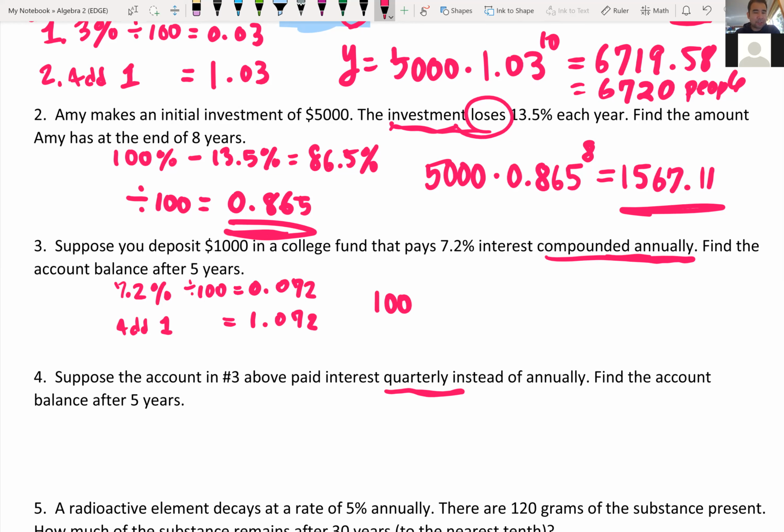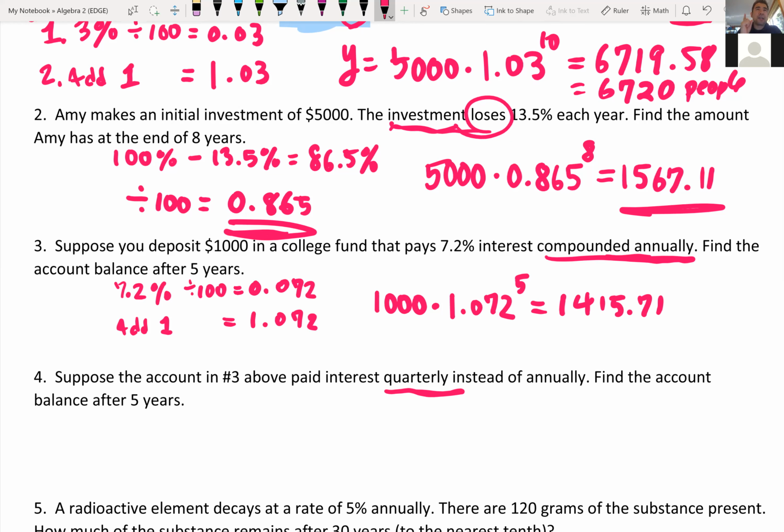So it would be 1,000 times 1.072 to the 5th power, for 5 years. And you will get, what do we get? 1.072 to the 5th. 1,415.71. Okay, just round it off. Very good. Nice job. Thank you to those who shared the answer.